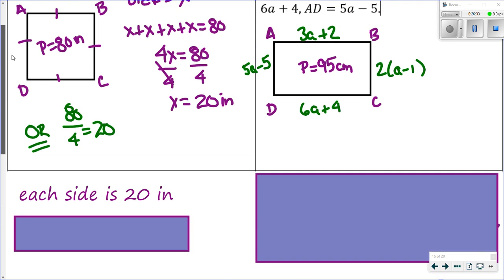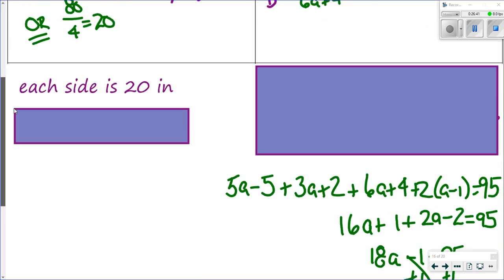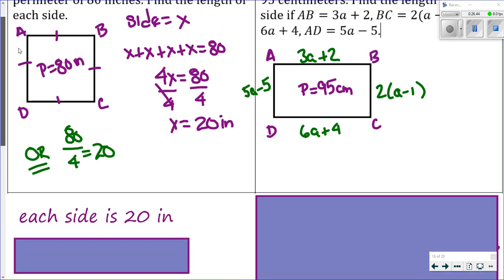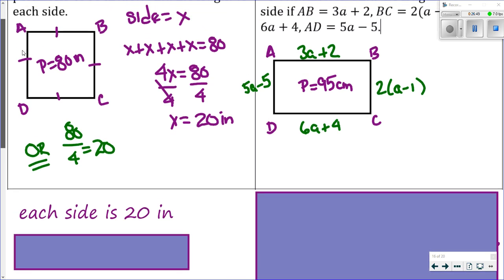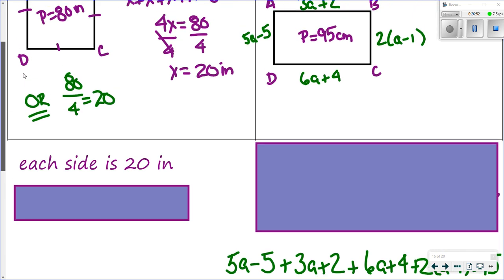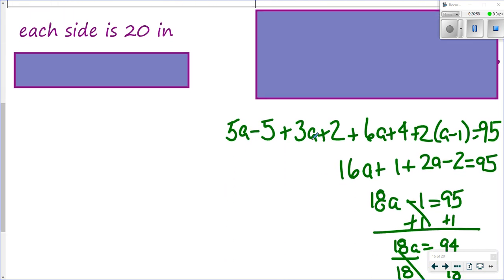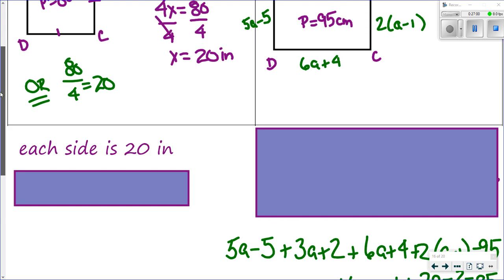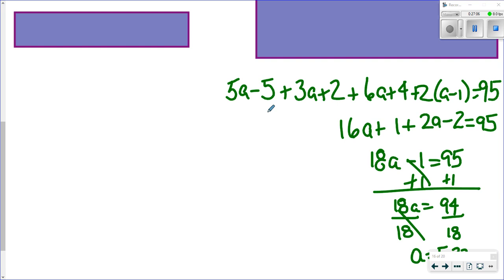So let me just make sure I got everything correct. BC, CD, and I wrote it correct. So 5a minus 5, 3a plus 2, 6a plus 4, and that equals, and make sure my perimeter is correct, 95. Alright. I just want to make sure everything is all in order. It's 8 and then 14.